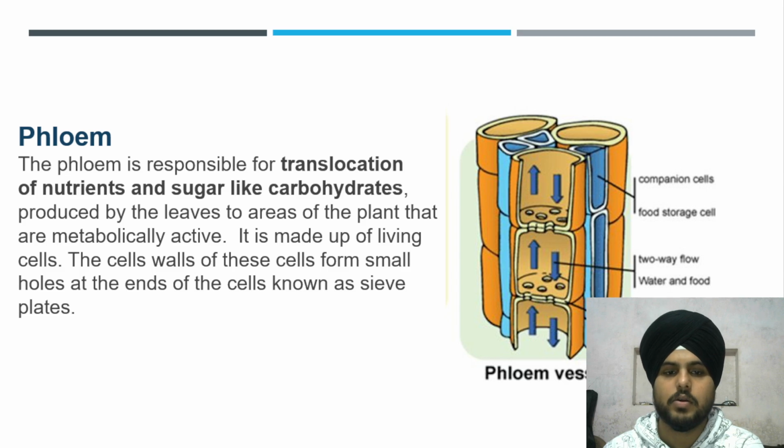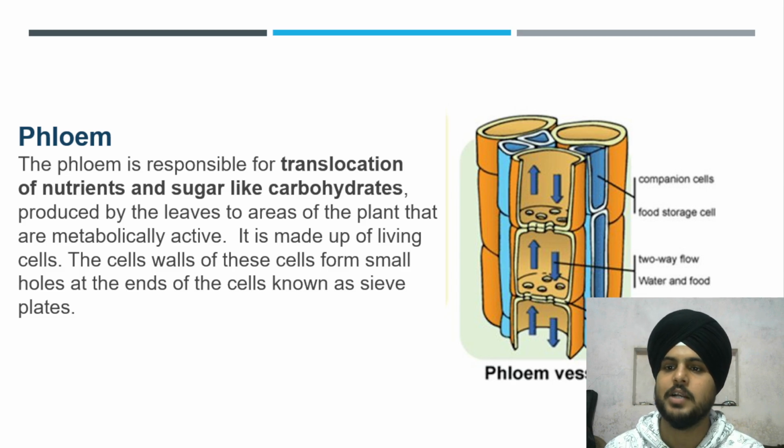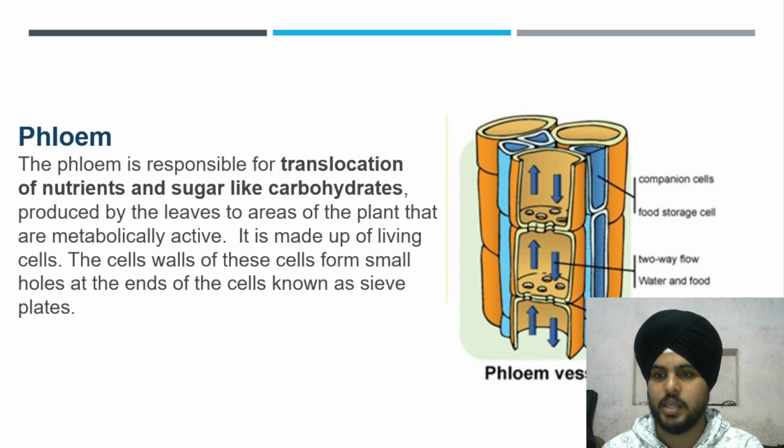The cell wall of these cells forms small holes at the end of the cell, known as a sieve plate. See, these small holes form a sieve plate where two cells are connected, and they are connected by these holes through which the material transfers from one cell to another, and that way it is transported through the whole plant by moving from each cell through these sieve plates. They go in and out throughout the plant.